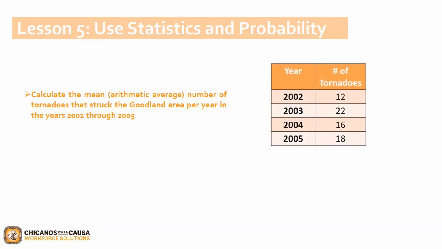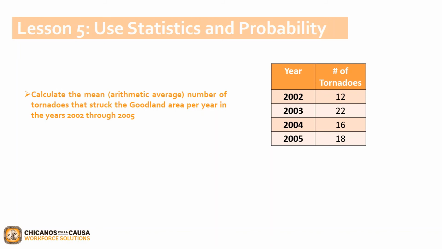So here we have a table where we have condensed the necessary information. In order to find the average, we need to first find the sum and then divide the sum by the total number of items that we're looking at. If we add the number of tornadoes per year, which is 12 for 2002, 22 for 2003, 16 for 2004, and 18 for 2005, we get a total sum of 68.